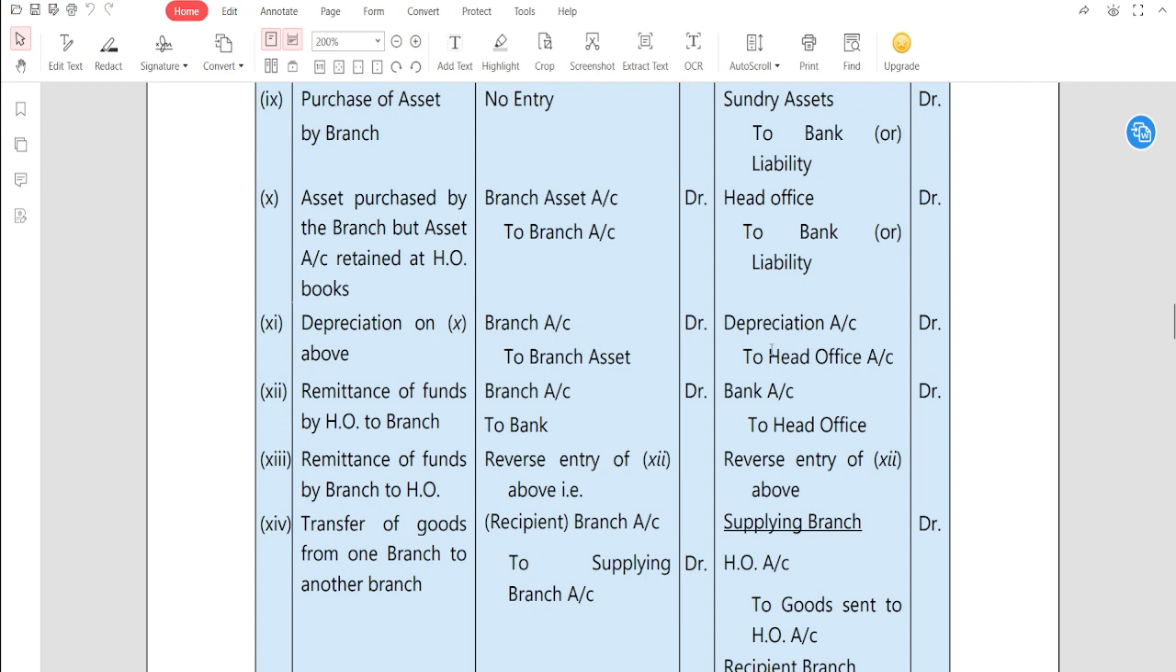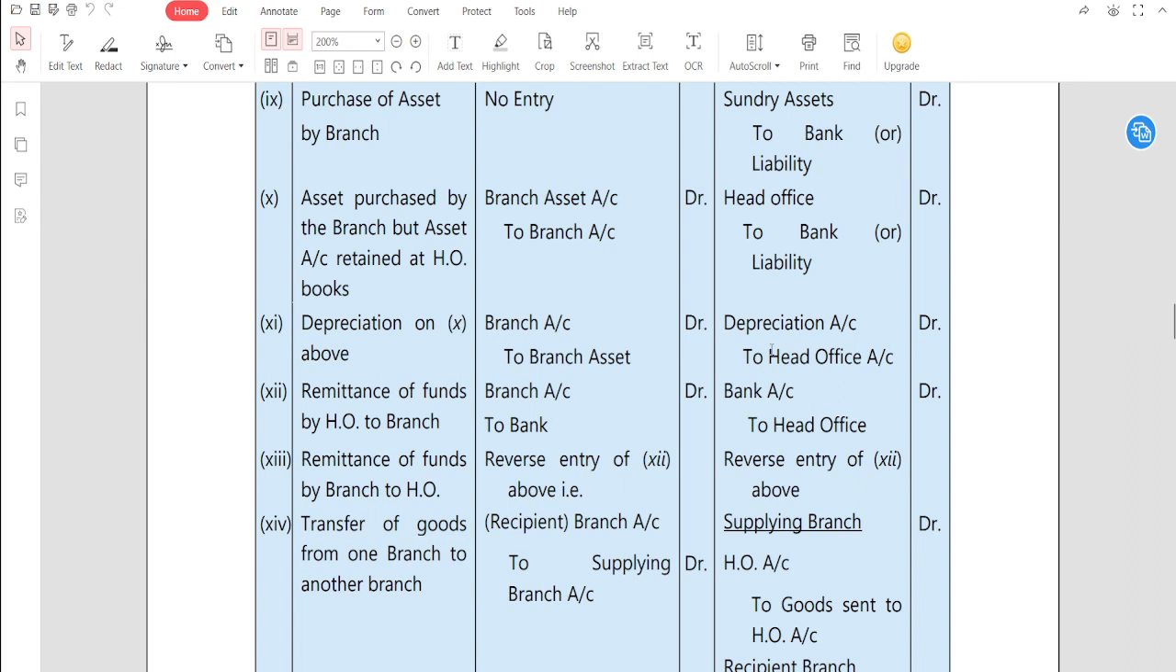Now remittance of funds by HO to branch. I am repeating again, remittance of funds by HO to the branch. When funds have been remitted by the HO to the branch, then branch account debit to bank account. Why does this journal entry work this way? Because when funds have been remitted by the HO to the branch, the branch should be debited in the books of HO, since the branch received the money. And bank is credited because the HO remitted the cash, so cash goes out from the hand of the HO.